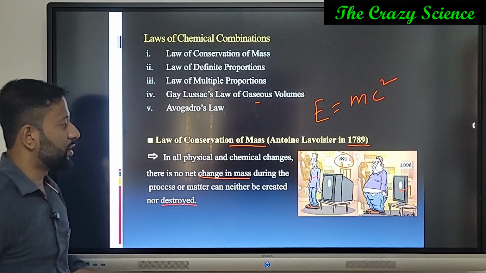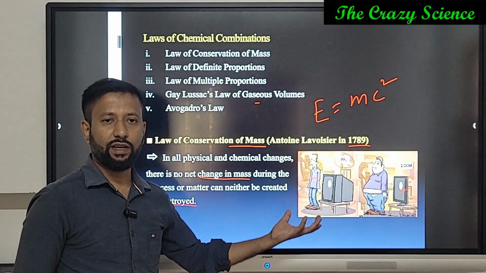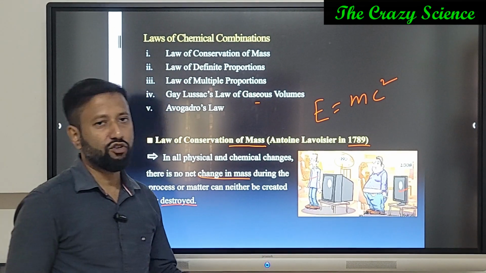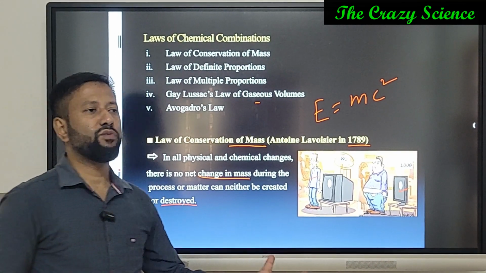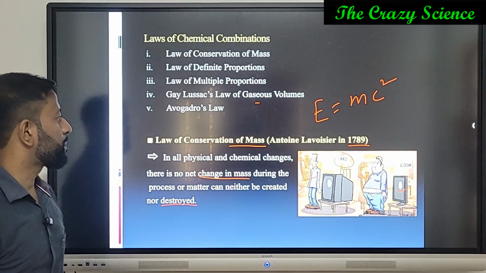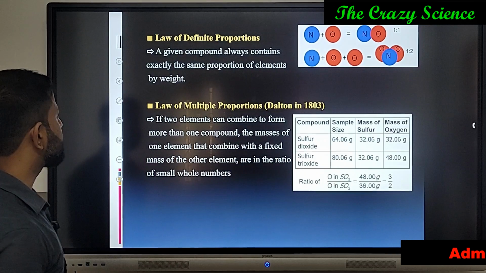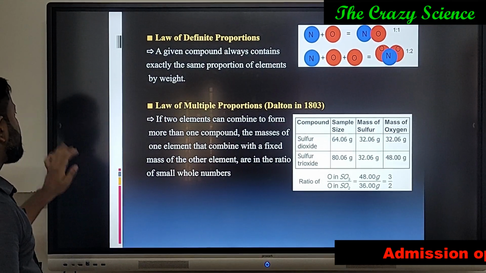So this is very simple. In case of energy also, we can implement that one. In that sense, we can say energy cannot be created, cannot be destroyed. We can just transform from one energy to another energy. Okay. Now, if we proceed to the next, that is the law of definite proportion.